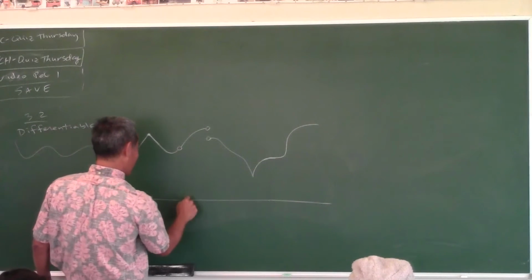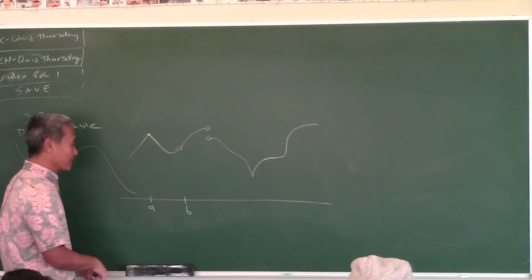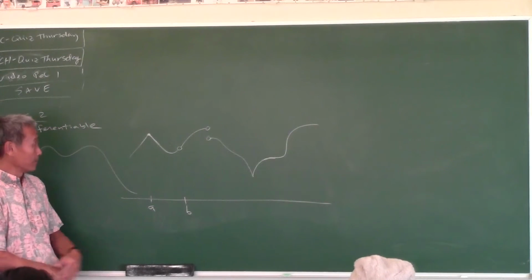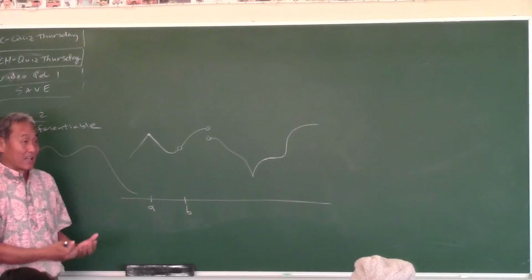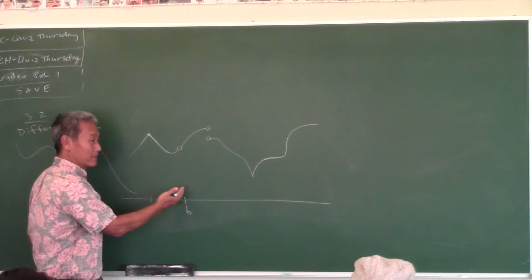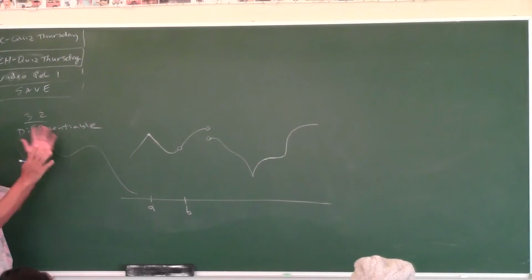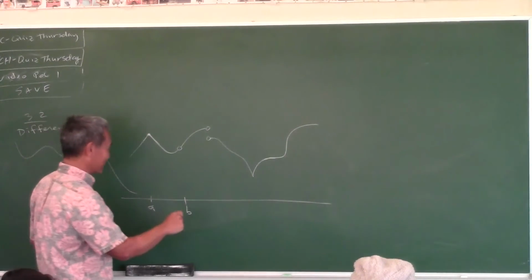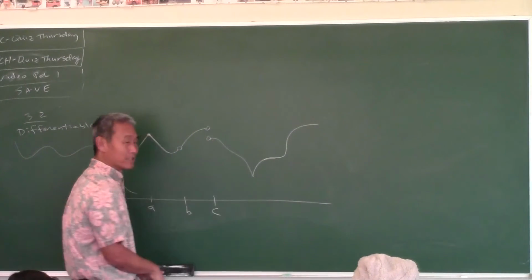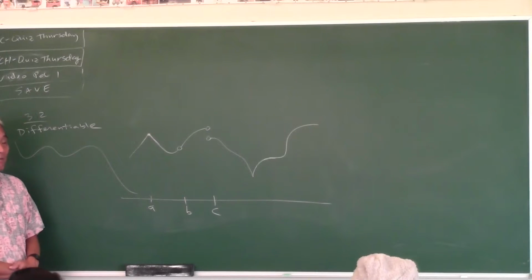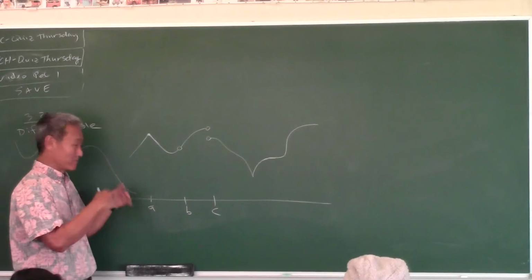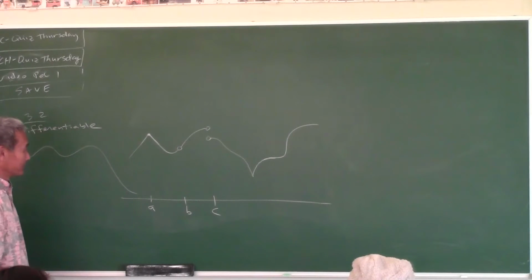Okay, what about at B? Is this function differentiable at B? Does it have a derivative at B? And the answer is no, because it's not continuous. If it's not continuous, you can't have a slope there. Anyway, if you look at your book, it has all of these cases in it. Okay, what about right here at C? Is the function differentiable at C? No, because again, it's not continuous. If it's not continuous, then it doesn't have a derivative.